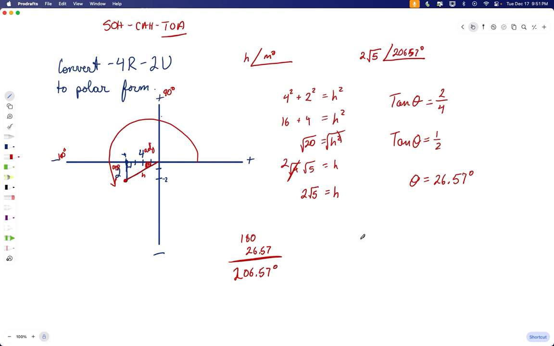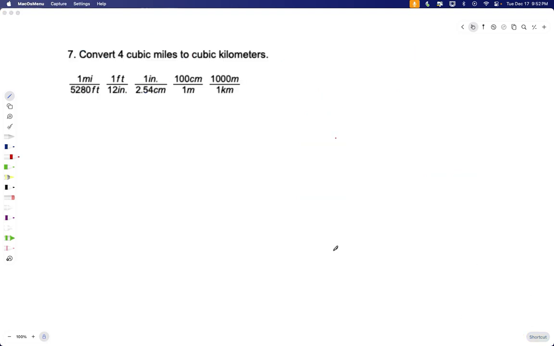All right, so let's look at the other one. All right, so this problem: convert 4 cubic miles to cubic kilometers. So we've got 4 cubic miles. We want to convert that to cubic kilometers. So we go from miles to feet to inches to centimeters to meters to kilometers. And we're going to do that by cubing everything.